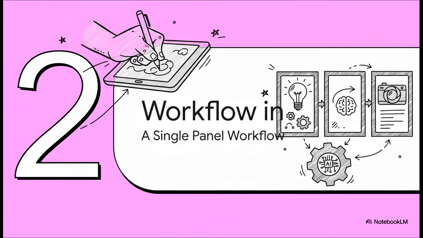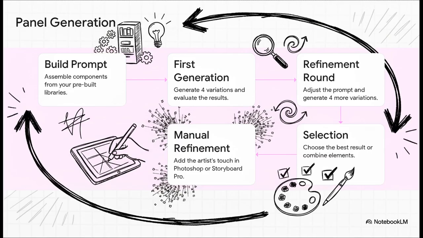Okay, so our system is built, the foundation is solid. But what does it actually look like day to day? Let's jump into the workflow in action and see how all these pieces come together to create a single storyboard panel super efficiently. So this is your daily loop. And notice, step 1, you're not writing prompts from a blank page. You assemble them from the library you already built. It's like building with Legos. Then you generate, you analyze the options, you tweak it, and you pick the best one.